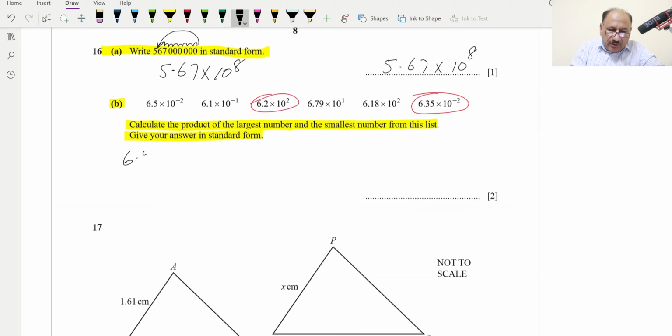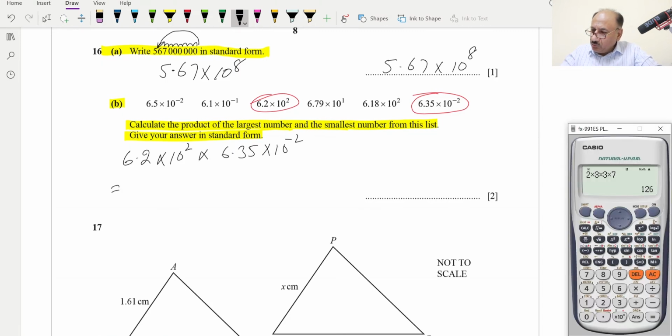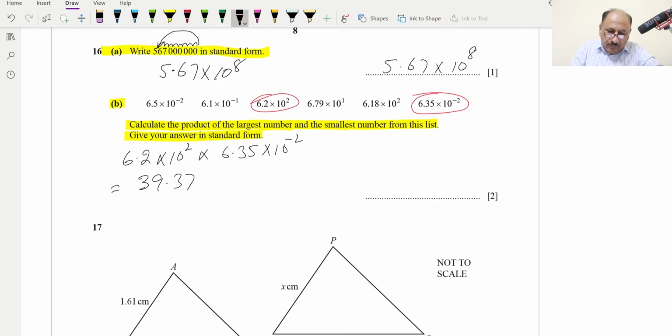So it will be 6.2 into 10 raised to the power 2. This will be multiplied by 6.35 into 10 raised to the power minus 2, and this will be the product, which we can use a calculator to solve. So 6.2 into 10 raised to the power 2 or square, and multiply by 6.35 and multiply by 10 raised to the power minus 2, and this will be resulting to 39.37. But we have to provide the answer in standard form.